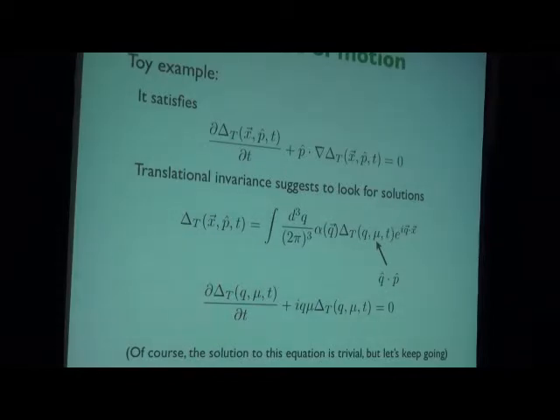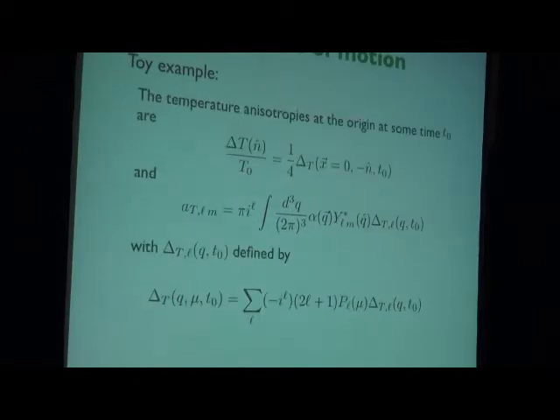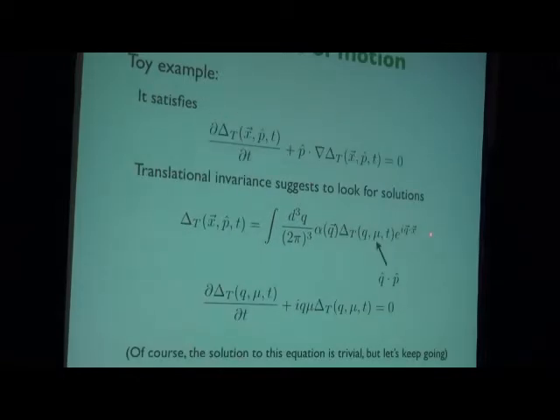Yes, I have a Fourier transform. Here I'm not yet looking at the origin. So here I'm just Fourier decomposing in terms of x, and then on the next slide I'm choosing the temperature anisotropy at the origin later on. So here I'm looking at it at the origin, which means I'm using this expression with x set to 0.